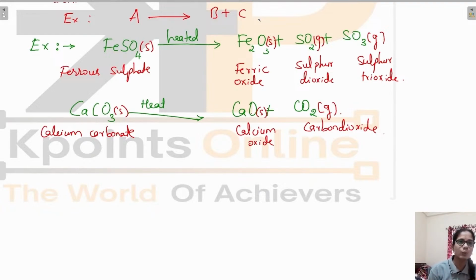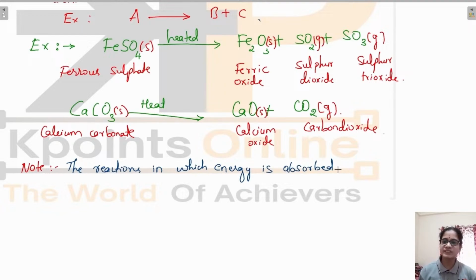So reactions where energy is absorbed are called endothermic reactions. Okay, we have to note it down. The reactions in which energy is absorbed are called endothermic reactions. The energy may be absorbed in the form of heat, light or electricity.